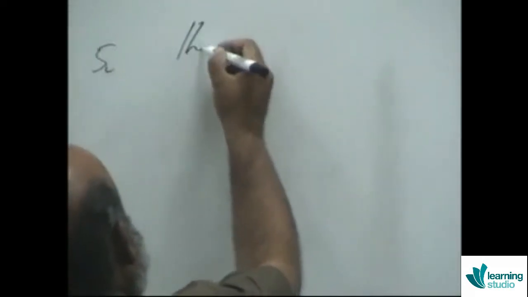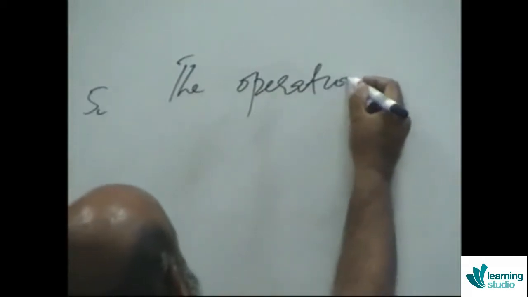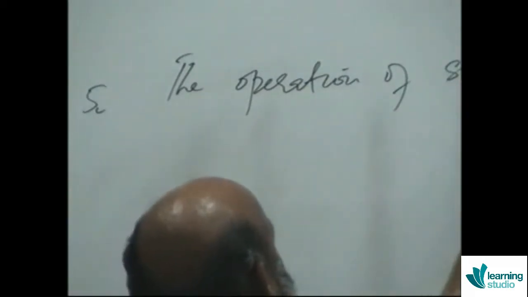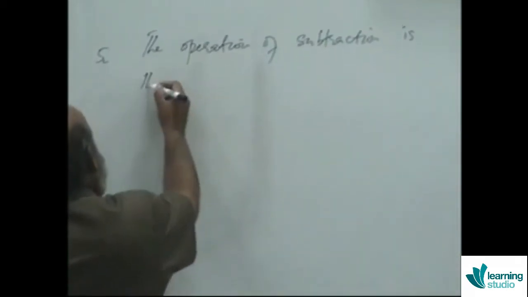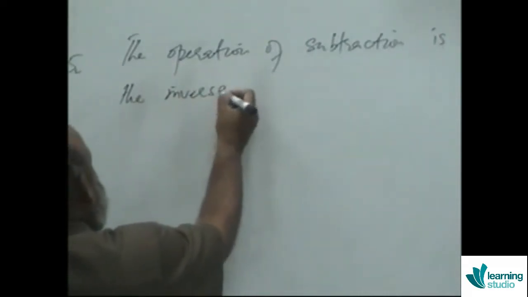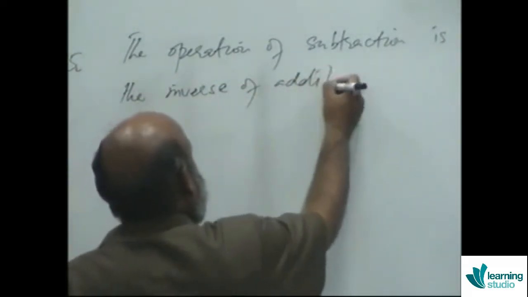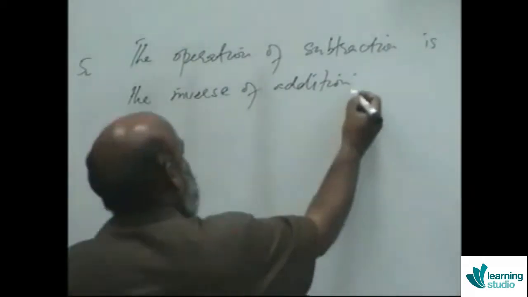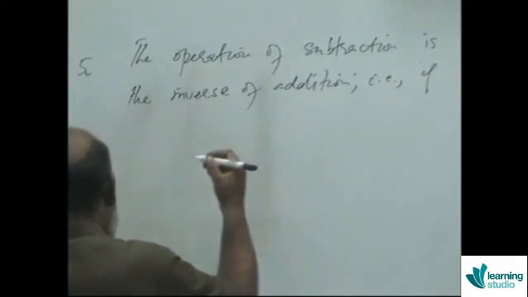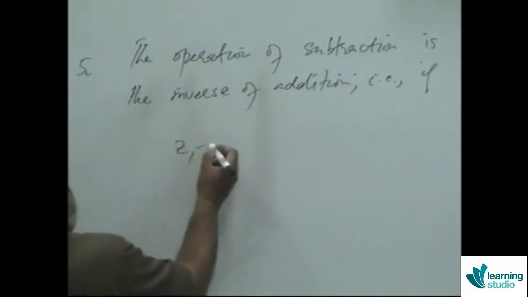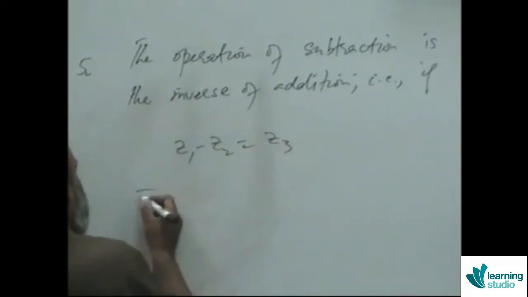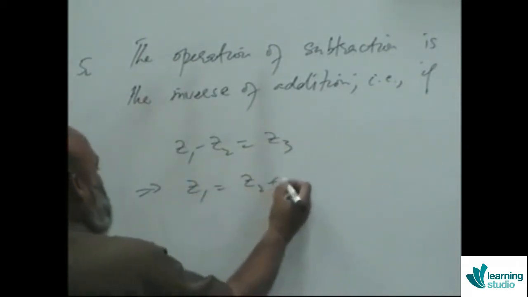Then 5, the operation of subtraction is the inverse of addition. Just like in case of real analysis, in case of real variables, if Z1 minus Z2 is equal to Z3, then we can write Z1 as Z2 plus Z3.